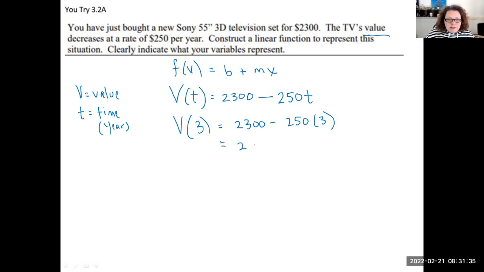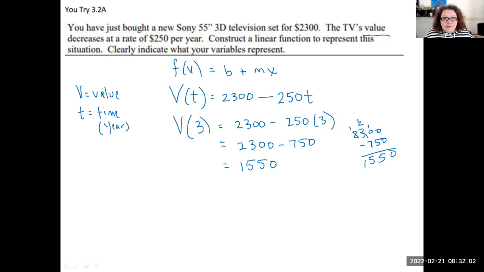That's 2,300 minus 750. What is that? I don't have a calculator with me. I'm doing old school. So the value of that TV in 3 years is $1,550.